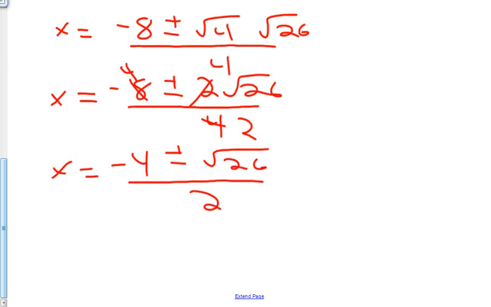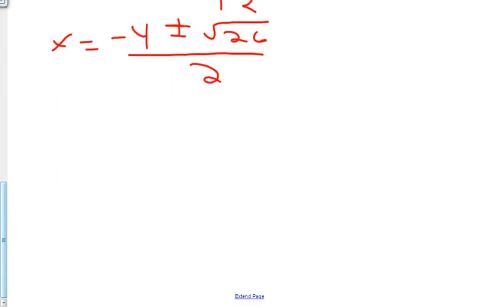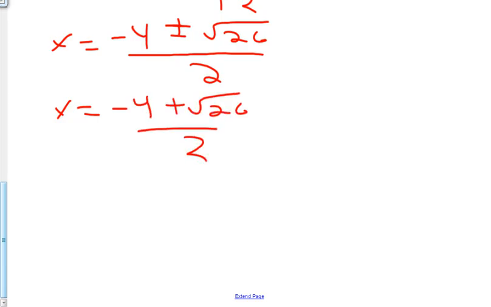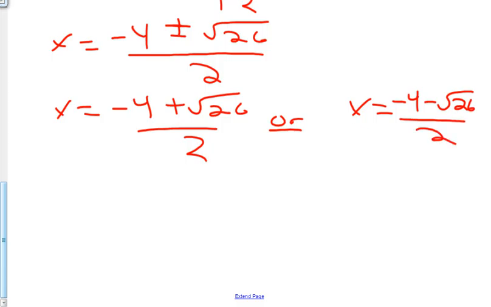So then I have this plus or minus here. I can write these as two different roots. So I have x is equal to negative 4 plus root 26 over 2. I also have x is equal to negative 4 minus root 26 all over 2. So I can actually say these as two separate values.